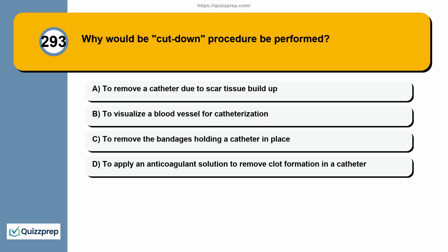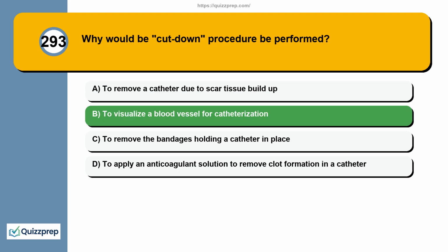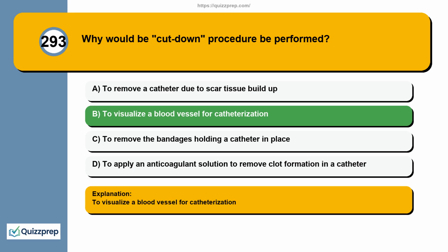Question 293. Why would a cut down procedure be performed? Option A. To remove a catheter due to scar tissue buildup. Option B. To visualize a blood vessel for catheterization. Option C. To remove the bandages holding a catheter in place. Option D. To apply an anticoagulant solution to remove clot formation in a catheter. The correct answer is option B. To visualize a blood vessel for catheterization.